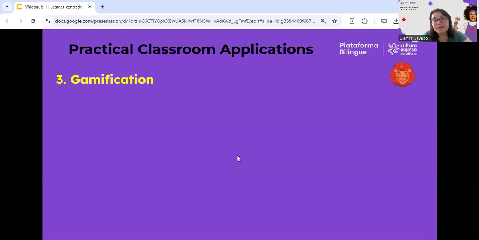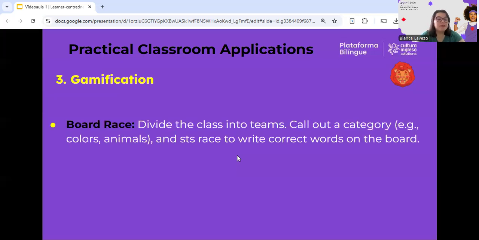If you don't, you can just talk to your assessor, talk to a peer, because they are very common in the world of teaching English. If you just Google them, with the name of the game and "in teaching English", you will see lots and lots of things online as well. So, for example, the very first one is a board race. It could be, for example, that you're reviewing categories like animals or anything like that.